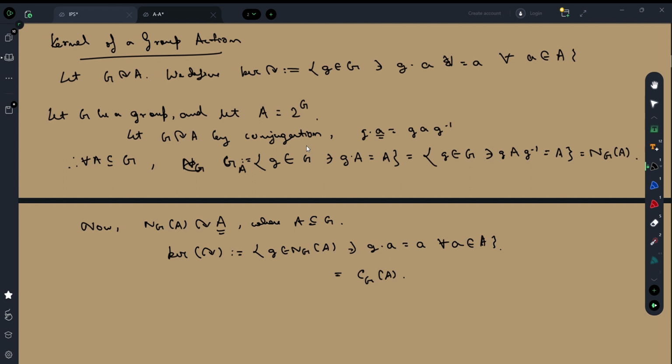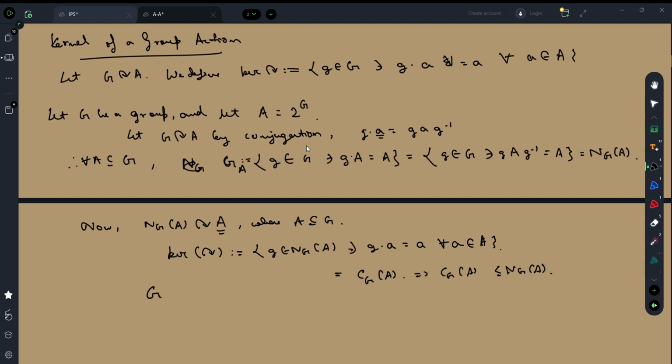We have already proved that if G acts on A, then the kernel of the action is a subgroup of G. Okay, we have not proved it. We have proved the stabilizer to be a subgroup, but you can obviously relate the proofs, right? So this readily implies that the centralizer of A is a subgroup of the normalizer of A in G, right?